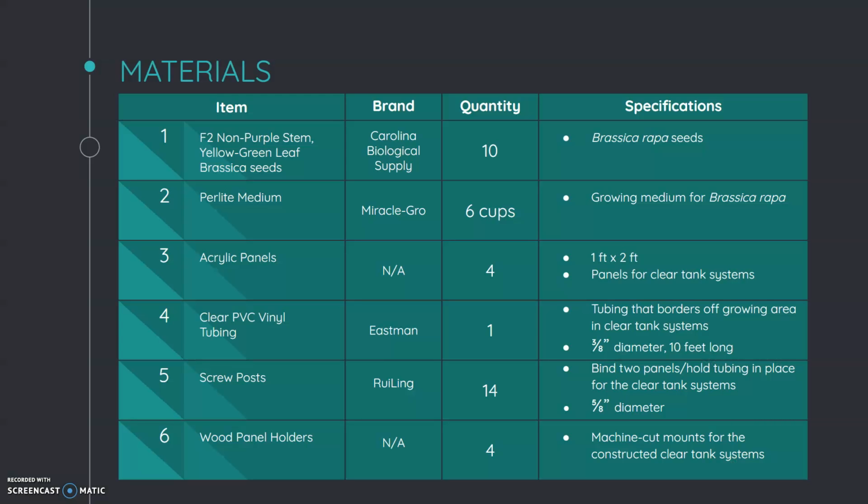So my materials included seeds, Brassica seeds. I used perlite as my planting medium. I was able to construct my own tank systems that were clear, out of acrylic panels, clear vinyl tubing, screw posts, and wood panel holders.